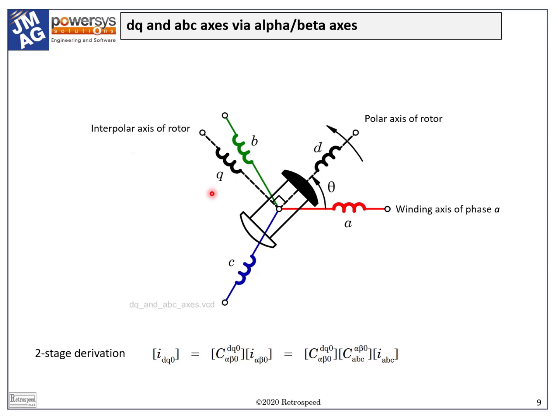Then the transformation takes the form of a matrix multiplication. We do the same for voltages and flux linkages, and the result is a set of currents, voltages, and flux linkages in the DQ frame, which are rather like the ones in the space vector diagram. And indeed they are practically the same.